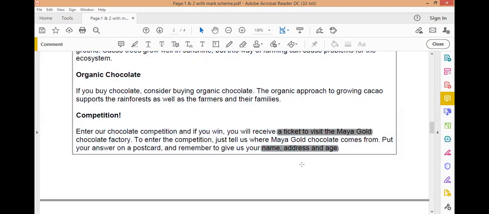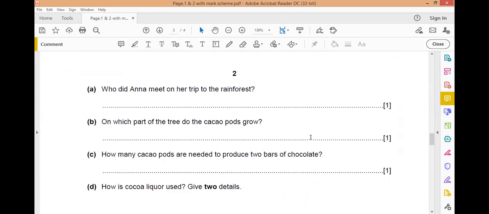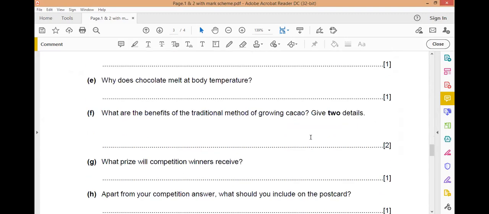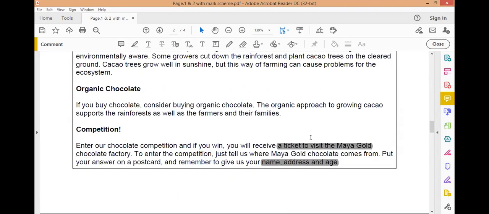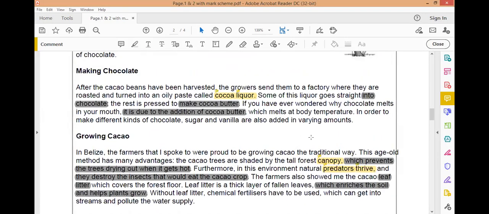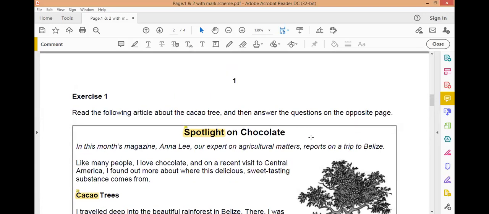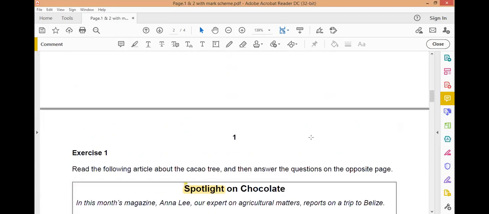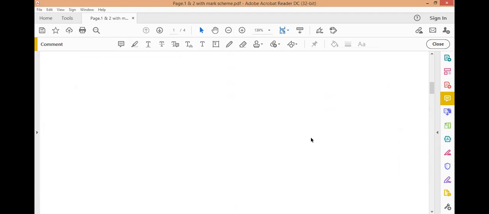So as we know together, this is a simple way of answering this type of question, exercise one. We found the answer in sequence. Do you have any problem? No? Grade 8? No problem? So you know how you can answer this type of question?